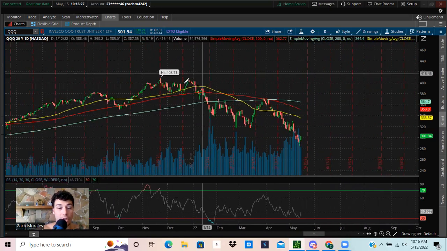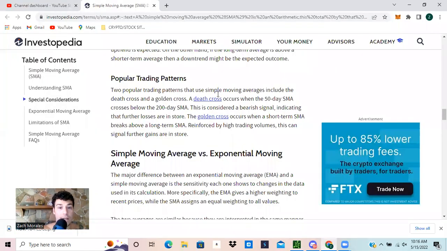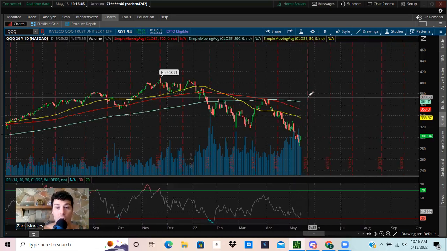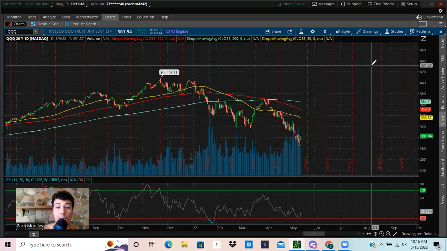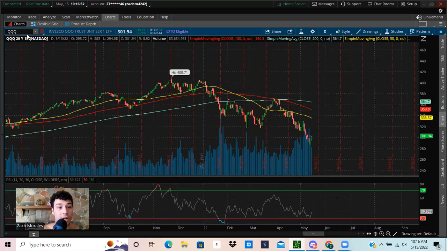All right. And we're looking at the daily chart. We have a death cross that we just went over. Okay. Two popular trading patterns. A death cross is when the 50 SMA crosses below the 200 SMA. And then a golden cross is when the opposite happens. Okay. When the 50 SMA comes back up and crosses above our 200 SMA, that's when we'll know we have a golden cross and a possible opportunity for an uptrend.